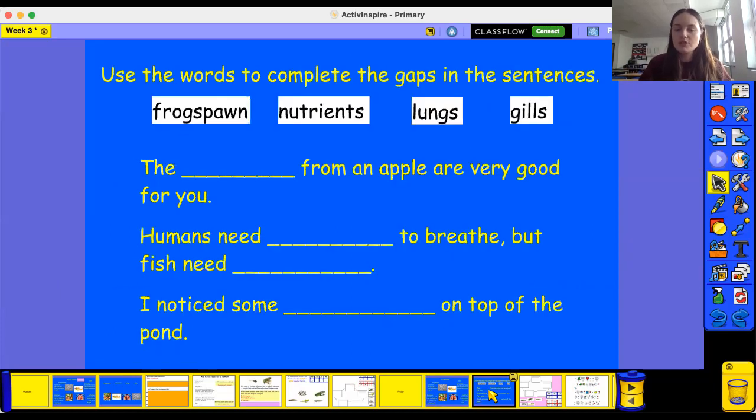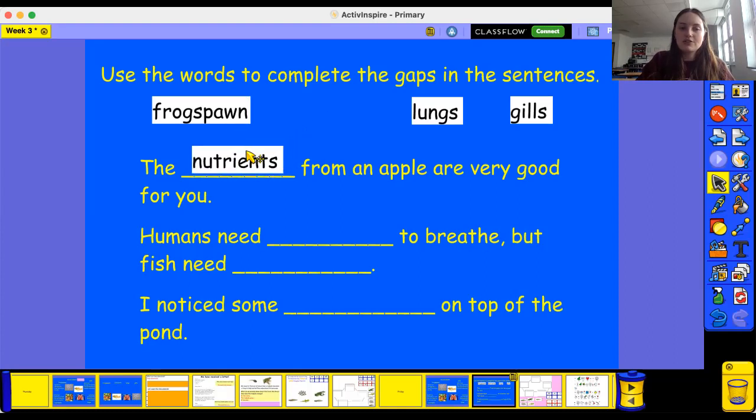Can we use those words in some sentences? Let's give it a try. I'm going to read the sentence and there's a gap missing in each sentence. You need to decide which word fits in that gap. Let's go. The blank from an apple are very good for you. Is it the frog spawn, the nutrients, the lungs, or the gills from an apple? Which one do you think it is? Fantastic, it's the nutrients. The nutrients from an apple are very good for you.